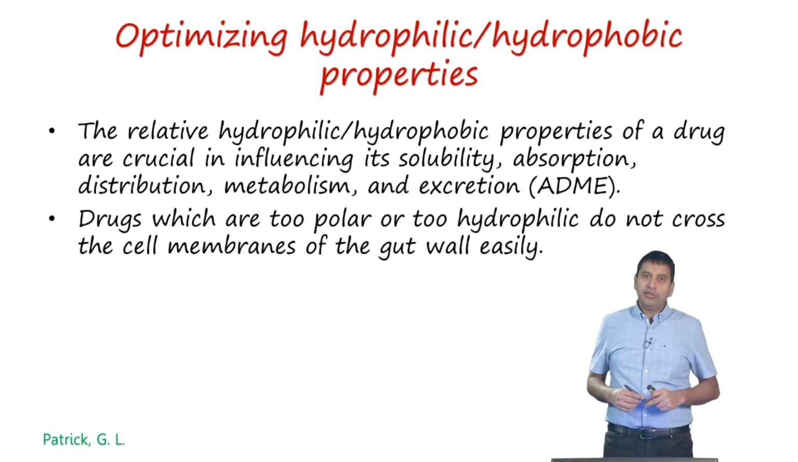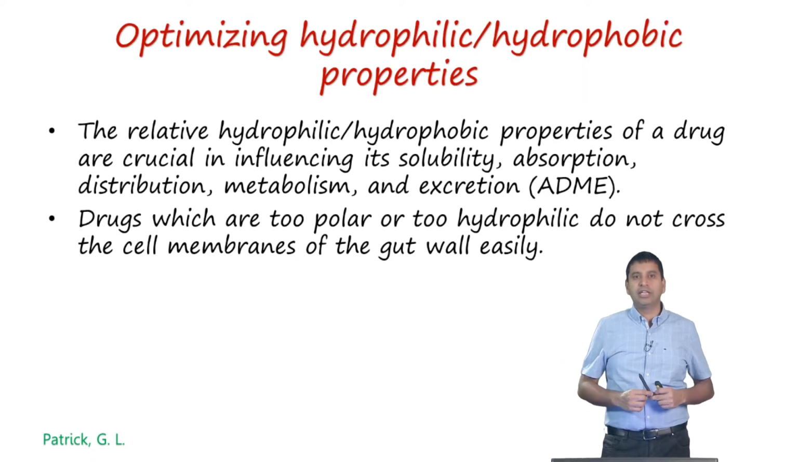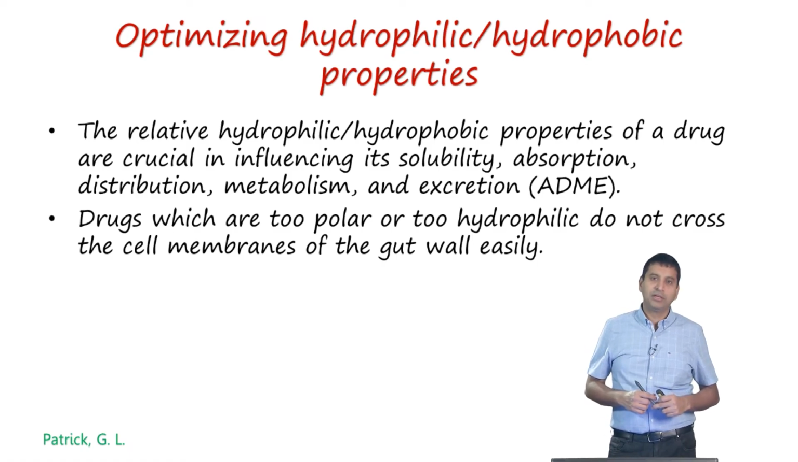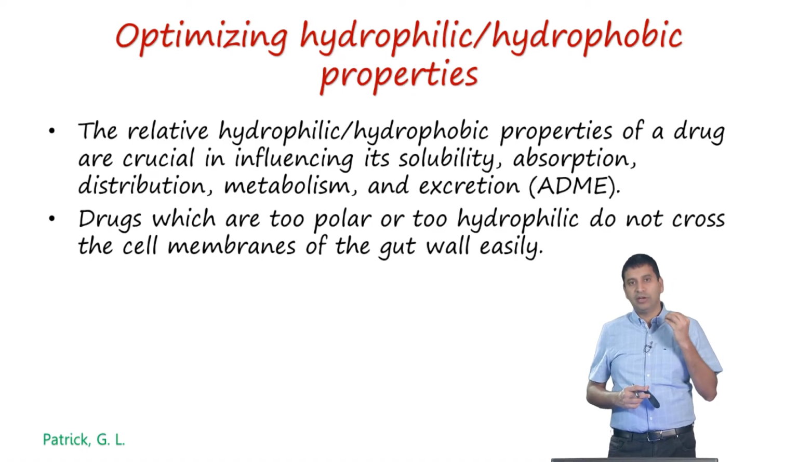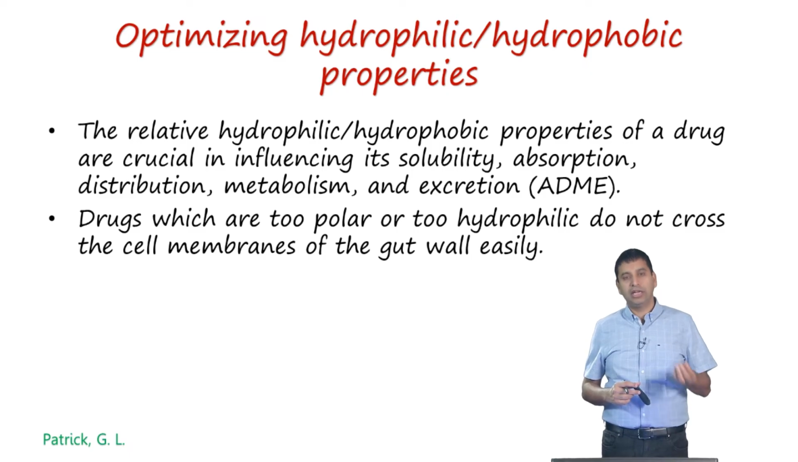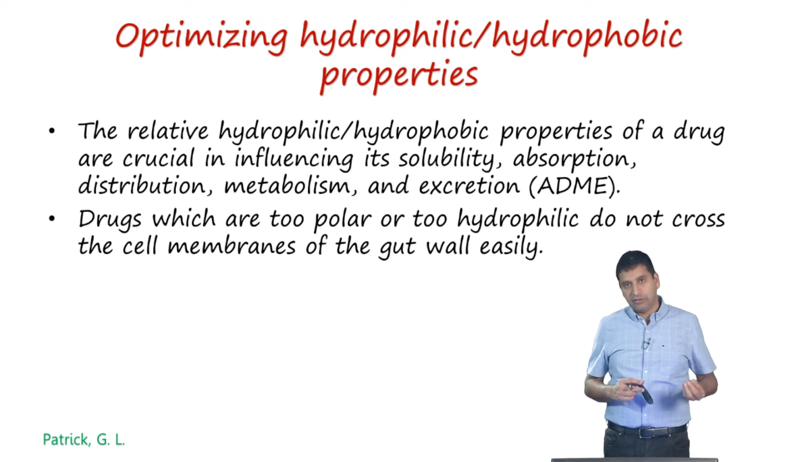In order to optimize the drug, the first major thing that we would look at is to optimize the hydrophilic or hydrophobic property. The relative hydrophilic and hydrophobic property is crucial to influence its solubility, because unless you get the molecule into water or aqueous medium, it is not possible for it to be administered in some cases. It also has to have optimized absorption, distribution, metabolism and excretion, ADME. All these properties are going to be influenced by the relative hydrophilicity and hydrophobicity.